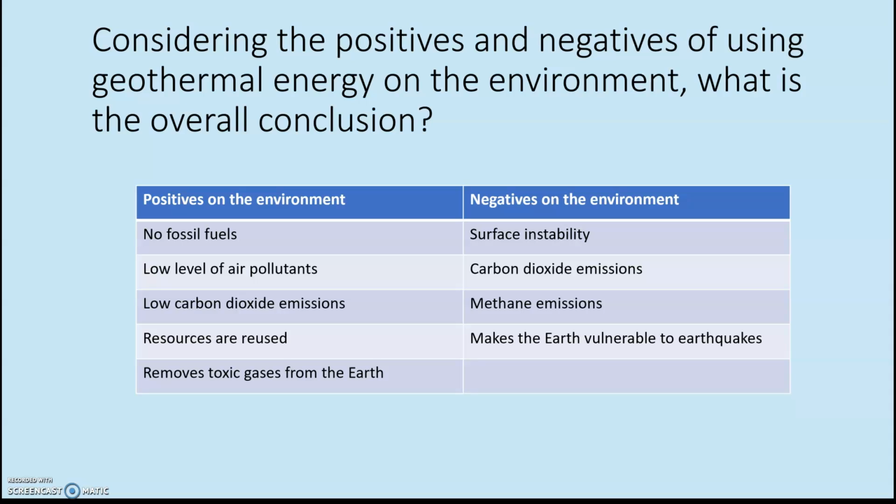Considering the positives and negatives of using geothermal energy on the environment, what is the overall conclusion? The main problems with geothermal energy is that there are toxic emissions produced and that they make certain areas along fault and fractured lines more vulnerable to earthquake.